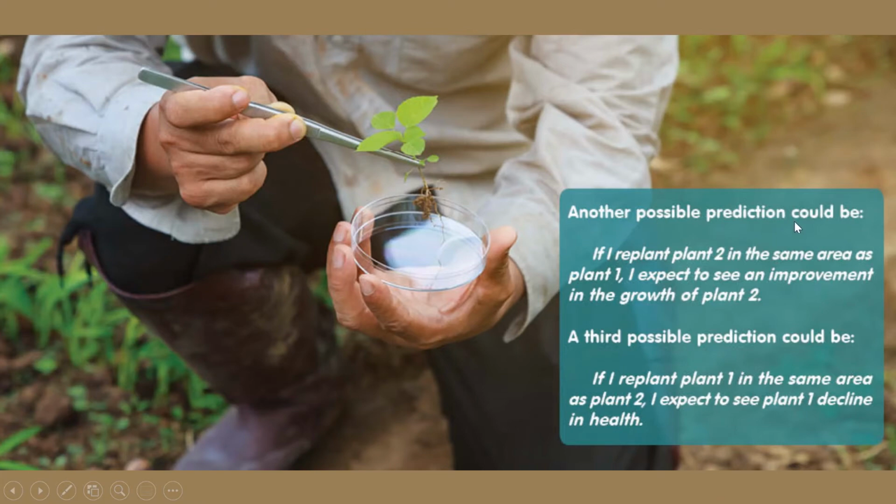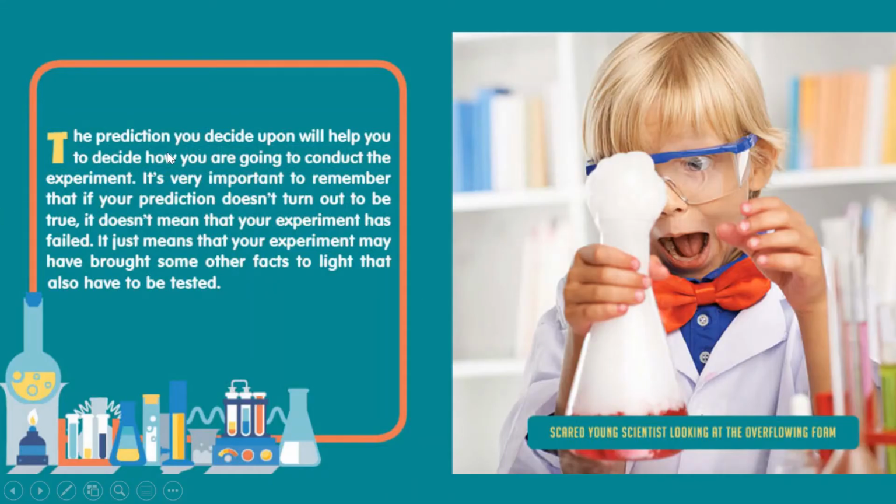Another possible prediction could be, if I replant plant 2 in the same area as plant 1, I expect to see an improvement in the growth of plant 2. A third possible prediction could be, if I replant plant 1 in the same area as plant 2, I expect to see plant 1 decline in health. The prediction you decide upon will help you to decide how you are going to conduct the experiment.